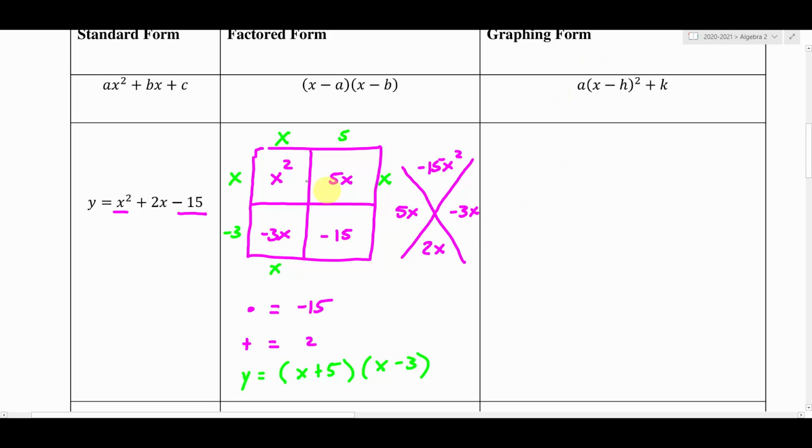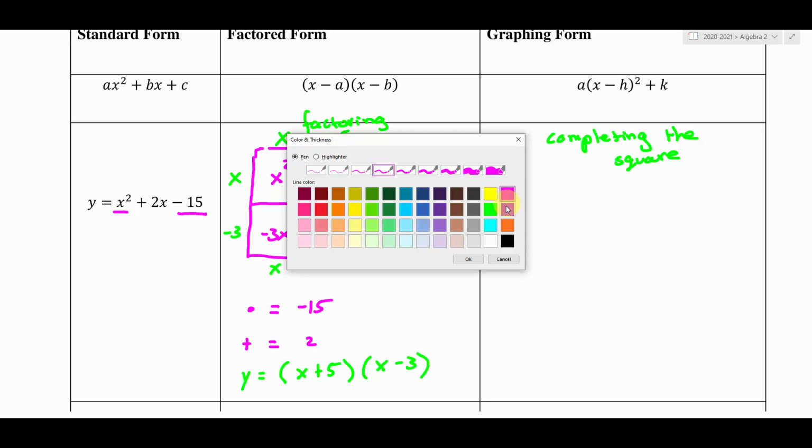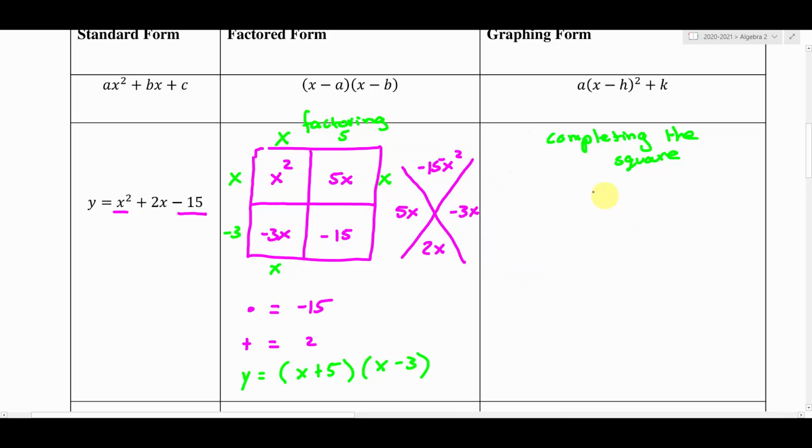About graphing form. So to go from standard form to graphing form, we have to use a process called completing the square. And I'm going to write that here at the top. So this is completing the square. Okay, and this was factoring. And I like to do them side by side because students get these two methods confused all the time. It's good to see them side by side so that you can start to sort the differences in your head right away.